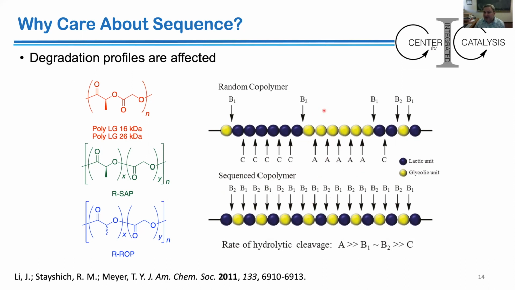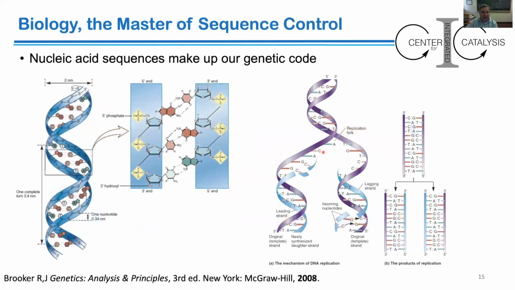And it turns out the more amorphous sites that have the glycolic acid is where the hydrolysis occurs first. And so if you have a lot of those sites in the random copolymer, whereas you have none in the alternating copolymer, you get faster hydrolysis. Okay, now I wanted to talk a little bit about how sequence is controlled.